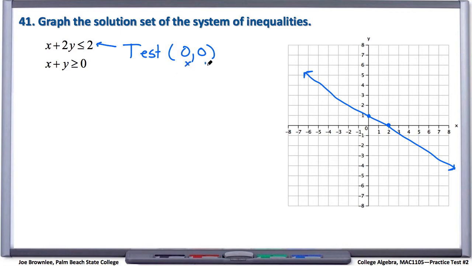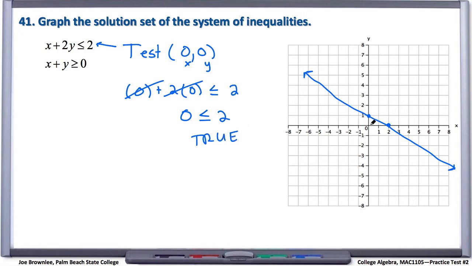All we're going to do is plug this test point into the original inequality and see if we get a true or false statement. So if we plug in 0 for x plus 2 times y, where y is now 0, there's our (0, 0), less than or equal to 2. Well, 0 goes away, 2 times 0 goes away, so we're left with 0 is less than or equal to 2. Is this a true statement?